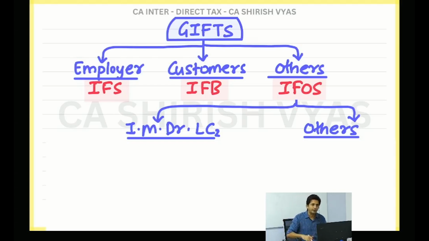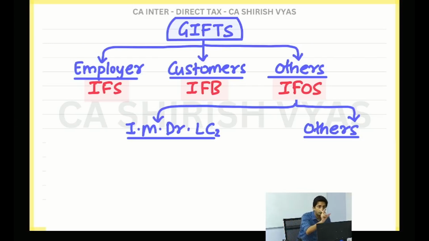But in the keyword it is I am Dr. LC. So I am Dr. LC gift will be exempt, totally exempt. But if the gift does not fit in I am Dr. LC, then up to 50,000 it is exempt. Above 50,000, fully taxable. Means if it is 51,000, the entire 51,000 will be taxable.